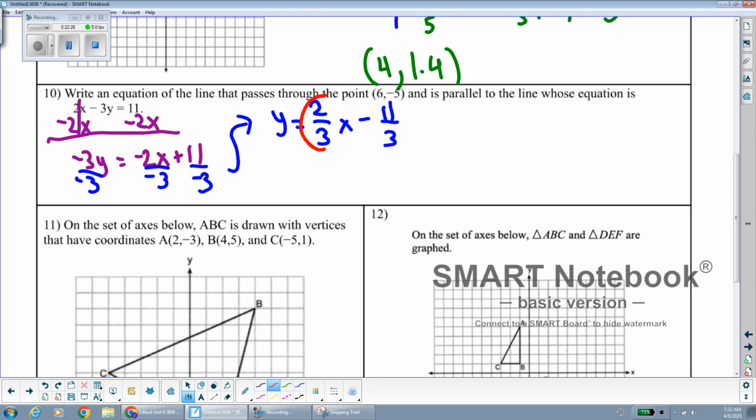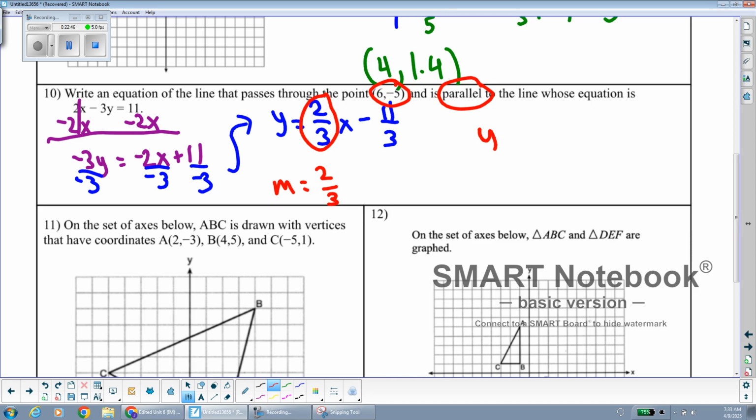The only thing we care about for writing the equation of the parallel line is the slope. We need the same slope for the parallel line, so we're going to be using the same slope of 2 over 3. I know we're used to opposite reciprocals now, but this is asking for parallel. Make sure you read the question carefully. It also passes through this point.